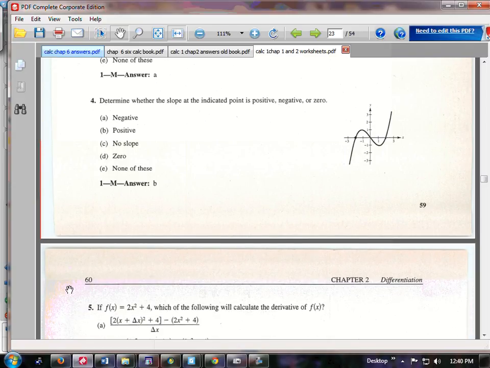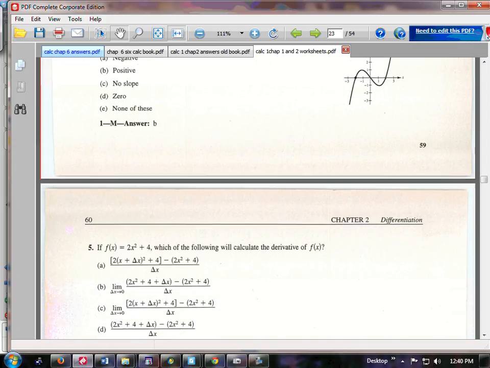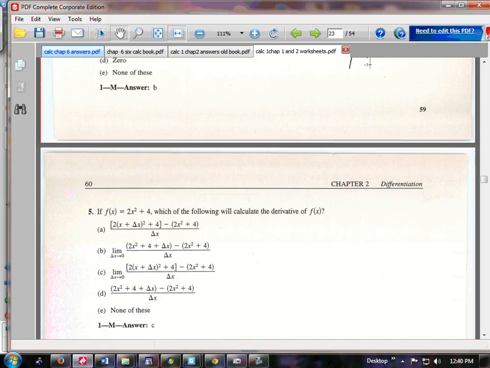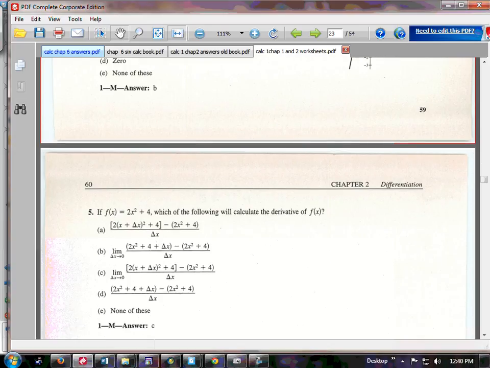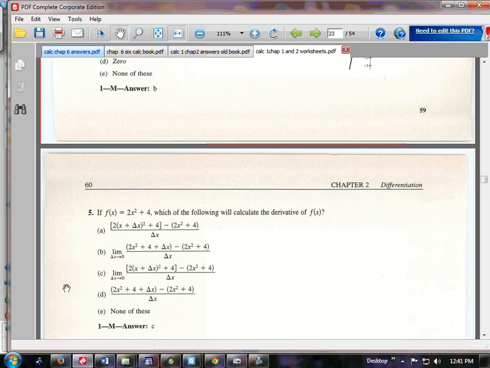Number 5. Okay, 5 is the limit definition of the derivative. Sometimes it's called the difference quotient. It's basically the slope formula expanded a little bit, and it has a limit on it. So the answer to that is C. We'll go over that in a minute when we do some more problems, how to do that.